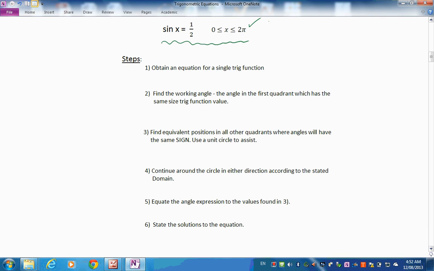And I want you to try and remember this process for harder trig equations that we have later on. Obtain an equation for a single trig function. What that means is we just want sine x equals something, or maybe sine 2x equals something, or cos 2x. We don't want a mixture, sine 2x plus sine x equals, we would have to simplify that. Or cos squared x plus cos 2x, all this sort of thing.